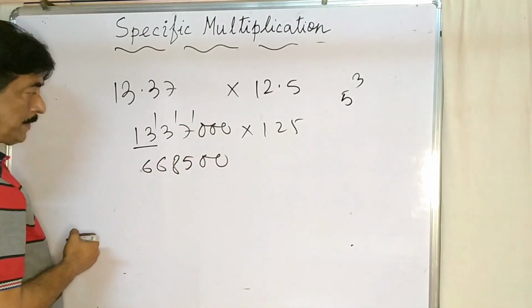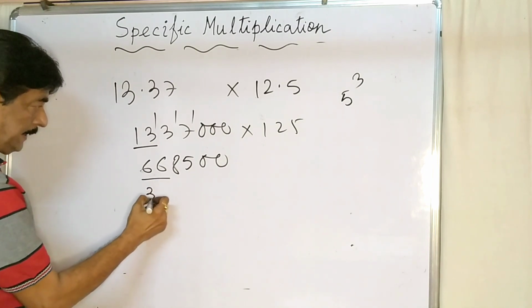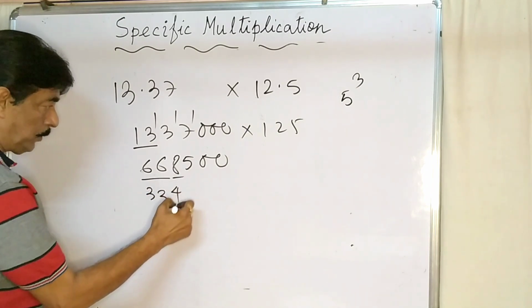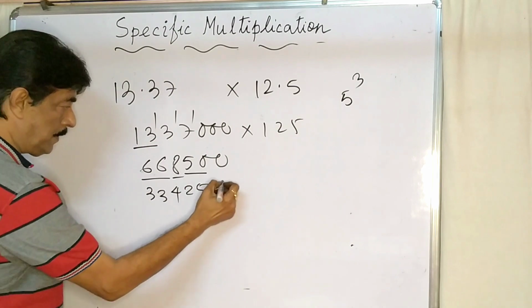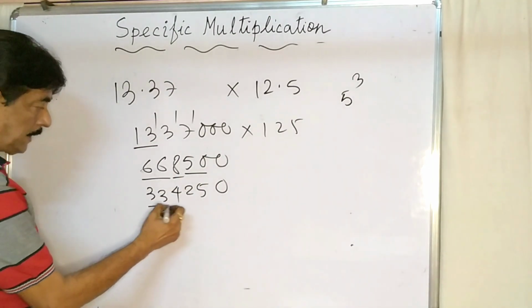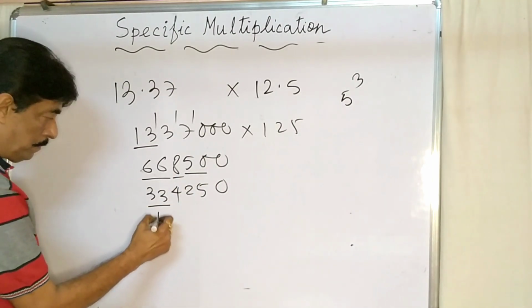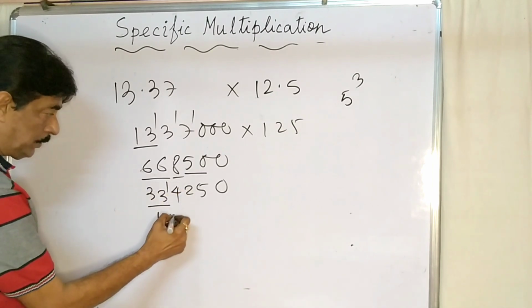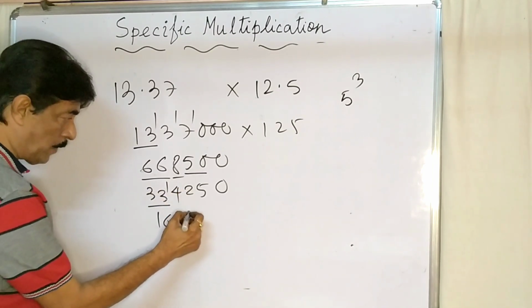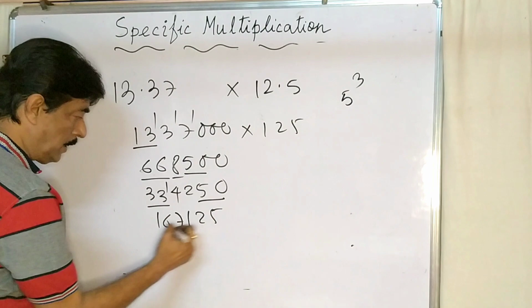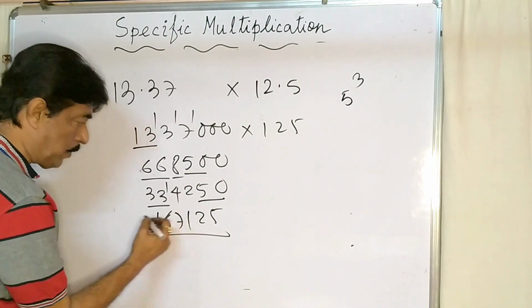1, 2. First time. Second time. 66, 33. 8 by 2 is 4. 50 by 2 is 25. This is the second time. Third time. 33. 32 is an even number. 16. 14 divided by 2, 7. 2 divided by 2 is 1. 50 divided by 2, 25. So now your answer is 167125.